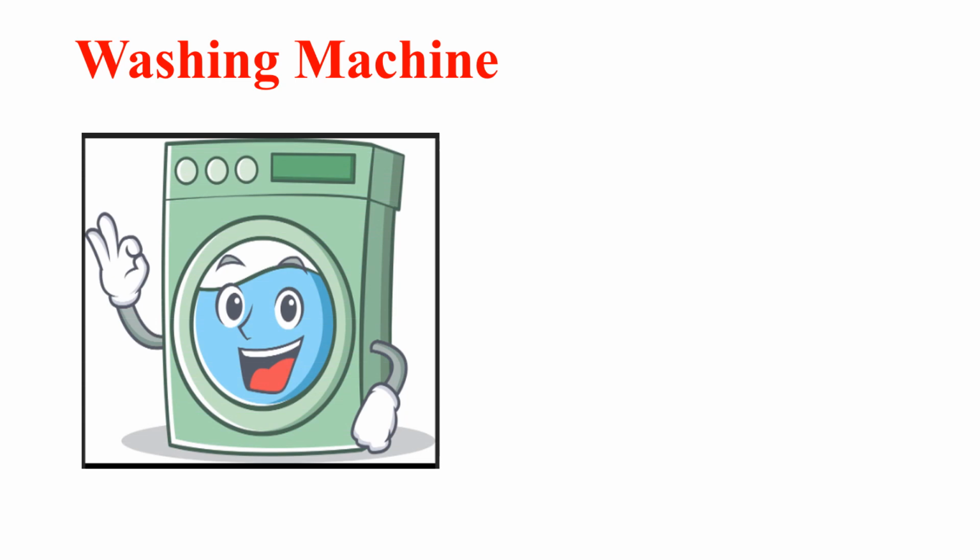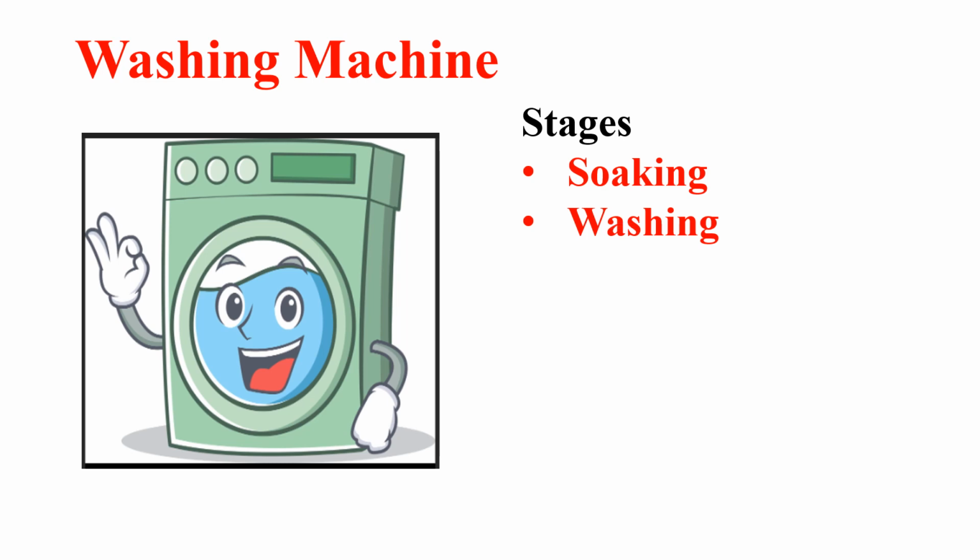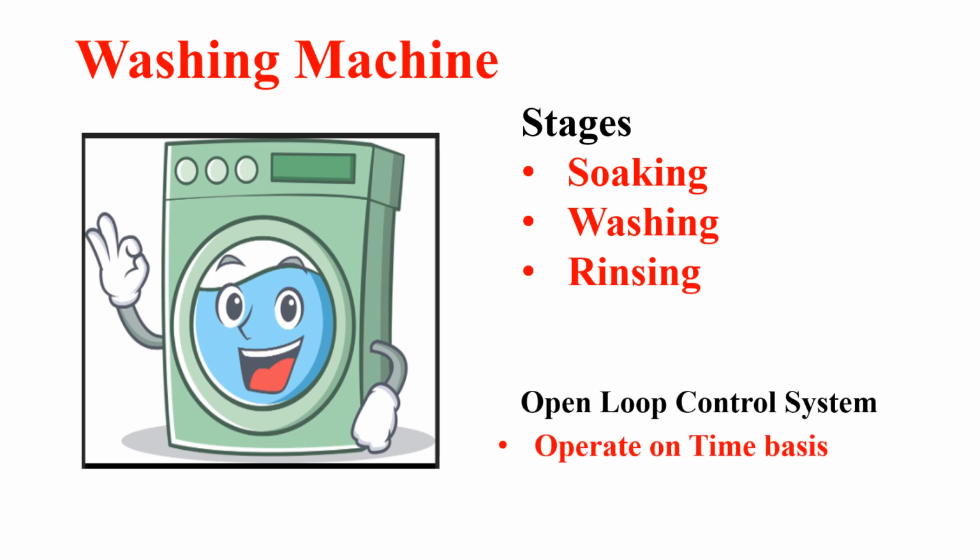Let me now consider another example, that is a washing machine. A washing machine without any cleanliness measuring system is an example of an open loop control system. There could be many stages in the washing machine. So broadly they can be classified as soaking, and then we have washing, and then we have rinsing. All these stages operate on a time basis. Say for example 15 minutes is given for soaking, 20 minutes for washing, and another 15 minutes for rinsing. So these stages happen on a fixed time basis. Such a system is known as an open loop control system, as they operate purely on time basis.